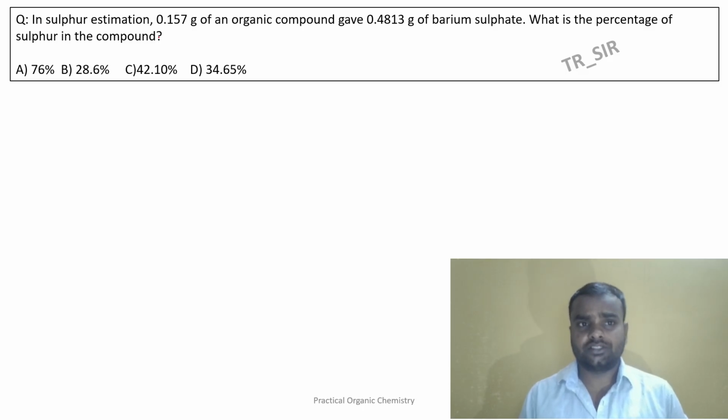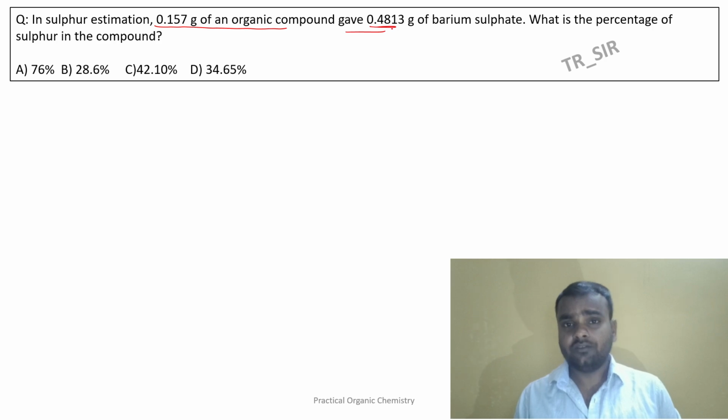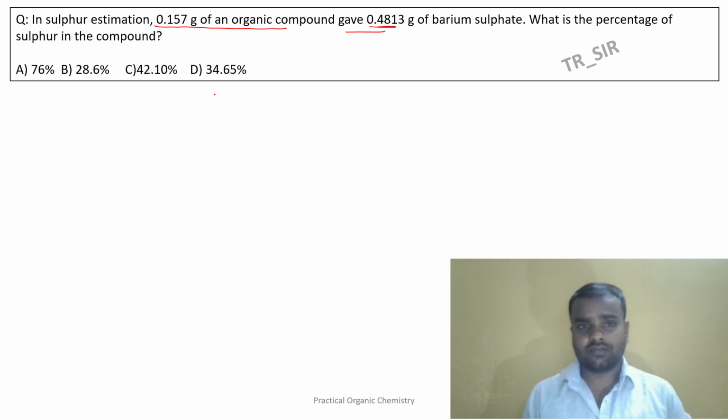In sulfur estimation, 0.157 gram of organic compound gives 0.4813 gram of barium sulfate. So in the given data, how much organic compound have they given? 0.157. And the weight of BaSO4 they have given is 0.4813 grams.